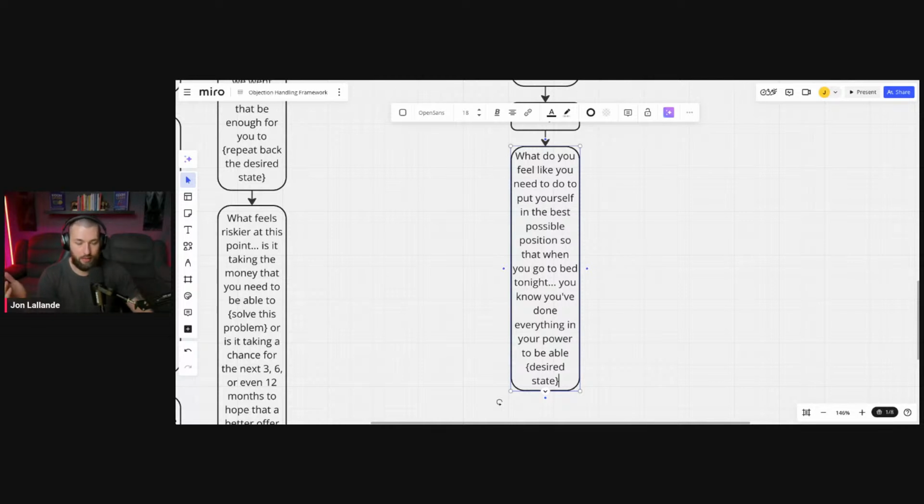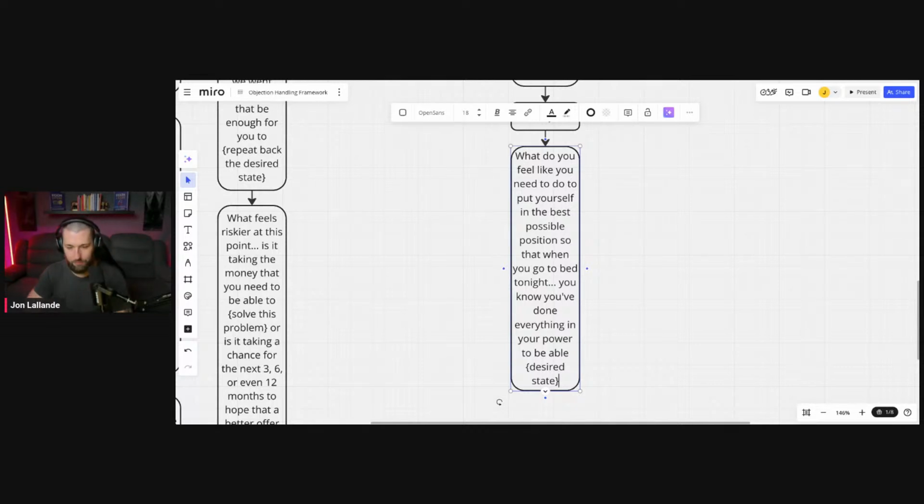Well, no, I don't want to wait. If I didn't have to, I would do this right now. Okay, well, why would you do it right now? Why not just push it down the road like most other people do? Now, this is a little bit more advanced where you pull back here. For a lot of people, hanging out with their kids is really not that important to them. Why not do that? Well, my kids are growing up so fast. I already missed all of their birthdays. I really need to be there. Okay, well, that's a different story. You don't need to be there. Well, no, I really want to. All right, well, that's the case. What do you feel like you need to do to put yourself in the best possible position so that when you go to bed tonight, you've done everything in your power to be able to get closer to your kids, right?